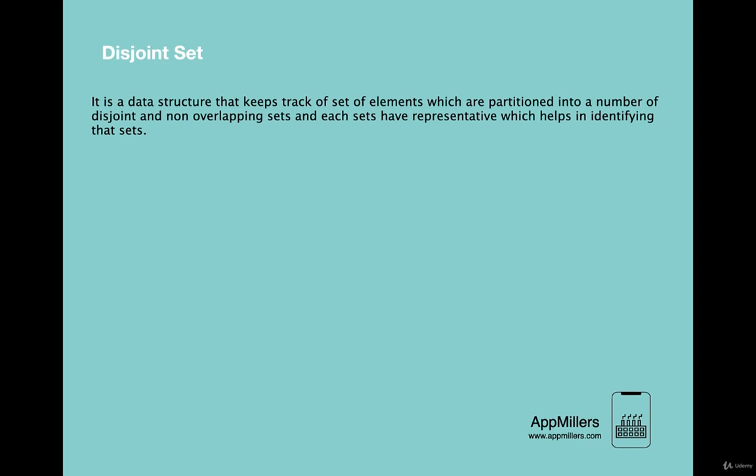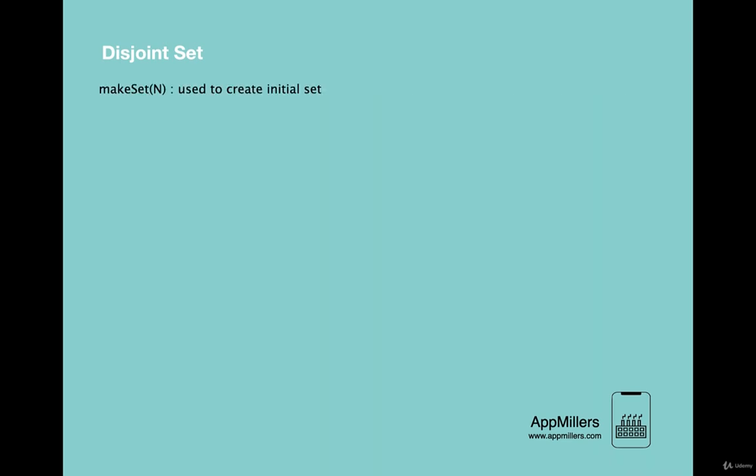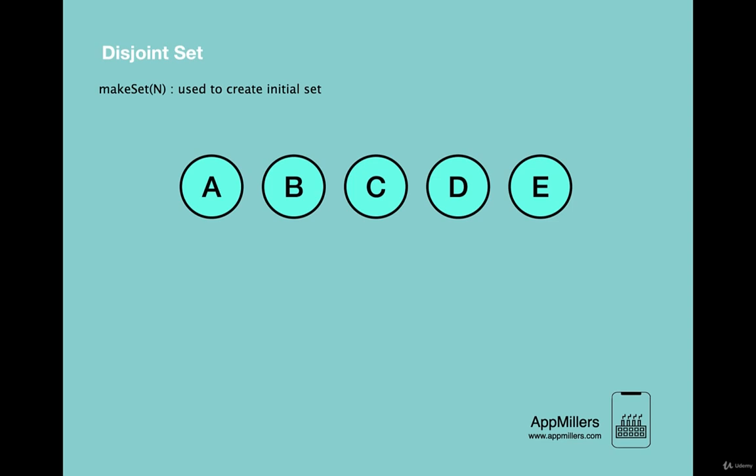There are three standard disjoint set operations which are make set, union set, and find set. Now let's look at these operations one by one. So the first operation is make set. As the name implies, we are creating n number of sets for n number of elements, and of course it is a one-time job. So let's say we are given 5 elements A, B, C, D, E, and we want to manage these elements using disjoint set. The first thing that we are going to do is create 5 independent sets as we created over here.